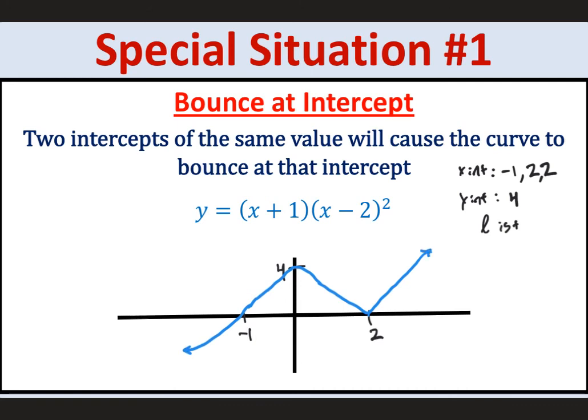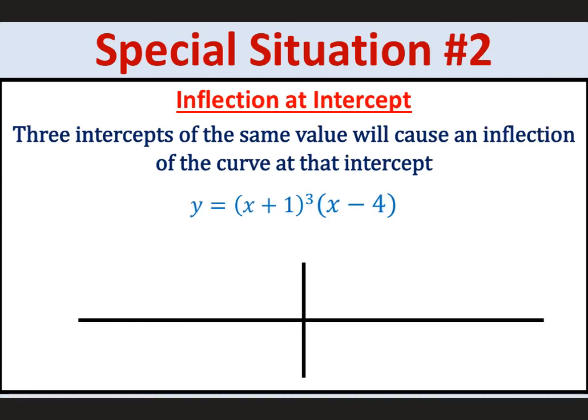All right, so if we have a parentheses squared, it's what's called a bounce. It'll hit the intercept, but it won't go through to the other side. And then lastly, if we have a parentheses cubed, so this time a parentheses to the 3rd power, rather than bouncing off the intercept, we're going to have what's called an inflection point. This is sort of that cubic shape that we've seen in other graphs, where it kind of curves in one side and out the other in a different direction.